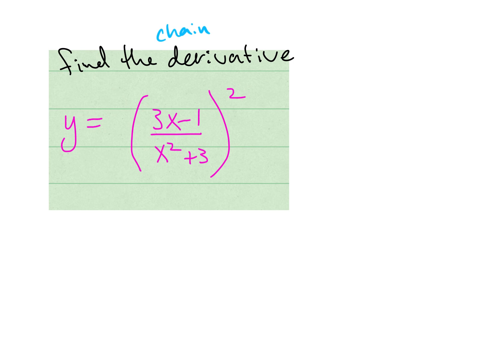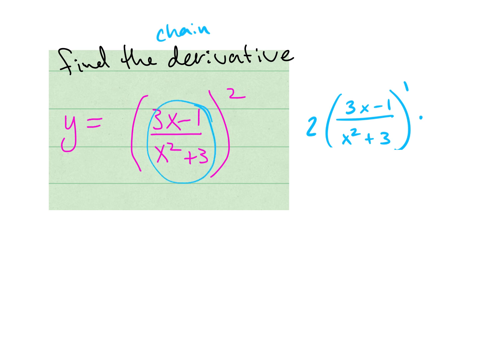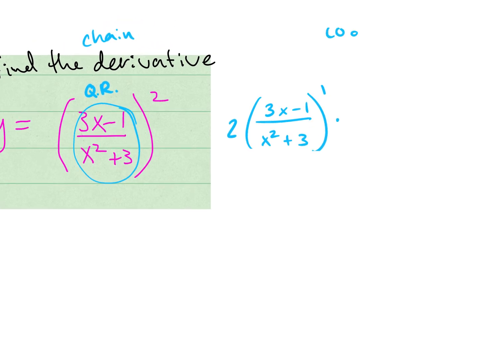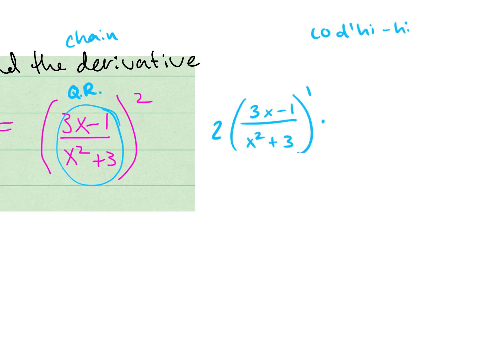So our chain rule would be 2 times (3x minus 1) over (x squared plus 3) to the first power now. And then we have to multiply that times the derivative of the inside. What do we do to find the derivative of the inside? Quotient rule. So our quotient rule is low d high minus high d low over low squared.